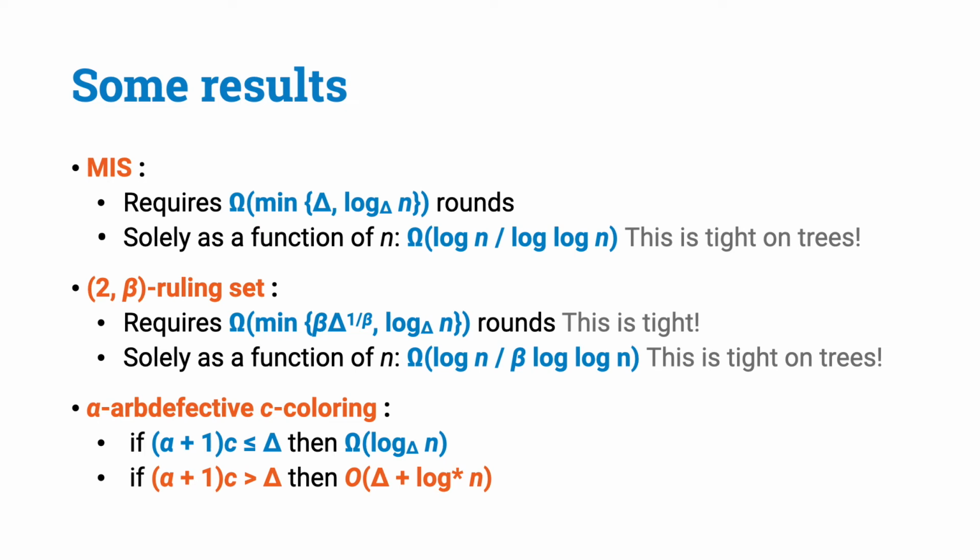Then we also managed to exactly characterize which variants of arb-defective coloring can be solved in O of f of delta plus log star n for some function f, and which of them require omega of log base delta of n. So we exactly characterize which variants are in some sense easy and which of them are in some sense hard. What is shown here are just a few examples of the results that we got, but the family of problems for which we proved lower bounds actually contains many more problems than just this one.